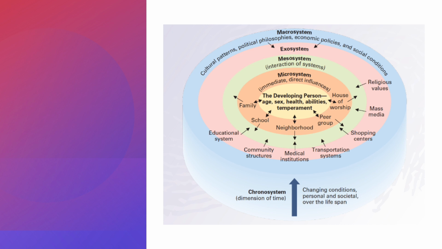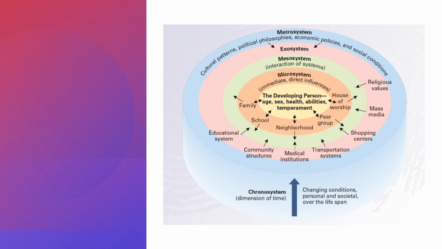So if you look at this model and you start from the inside out and think about the human being, the developing person, you think about age, sex, health, abilities, and temperament, and then all the things that impact them. And just think of yourself in this context. The microsystem is the things that directly impact you: your family, your brother or your sister, your mom or your dad, aunts and uncles, your school, your neighborhood, your friends, and then potentially where you go to worship. Those people, that level, then interacts with the exosystem.